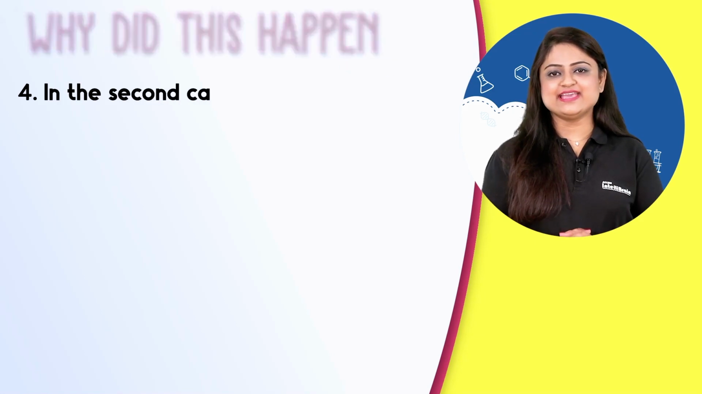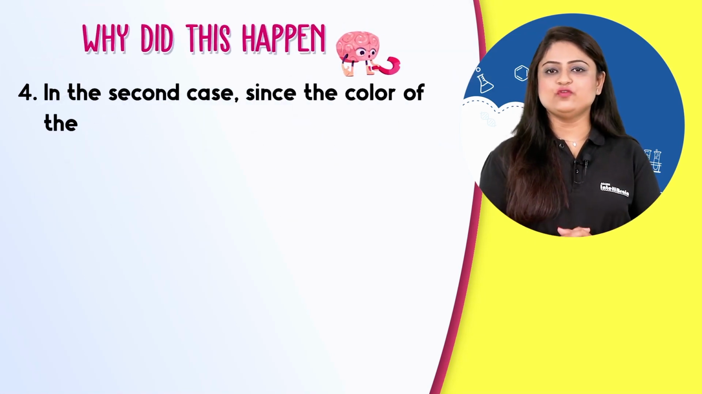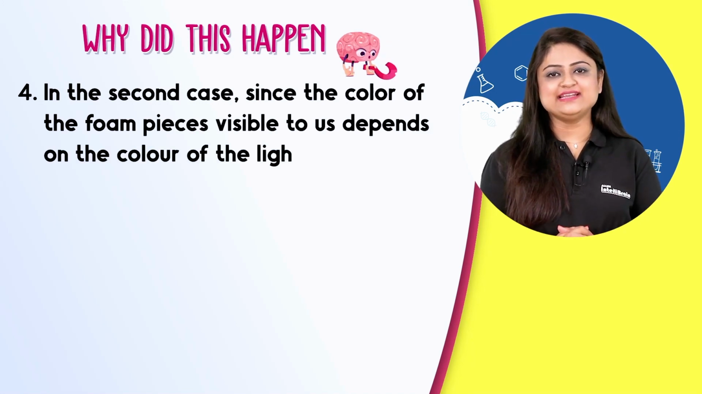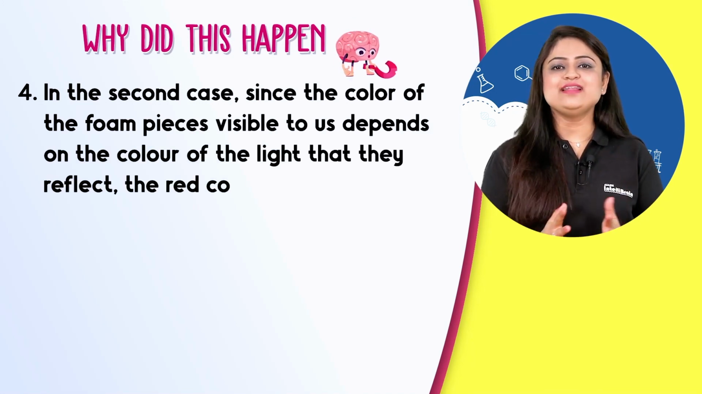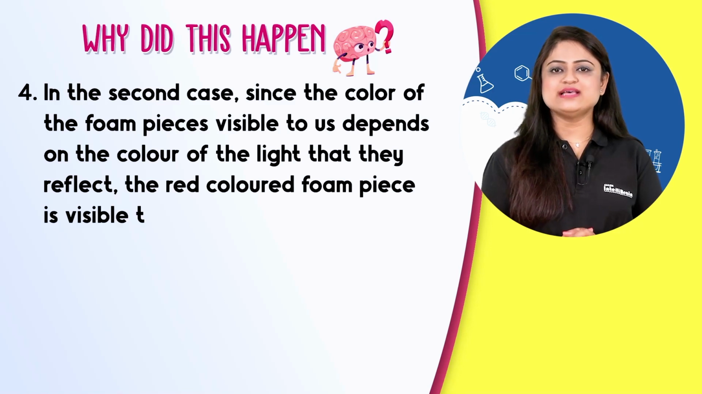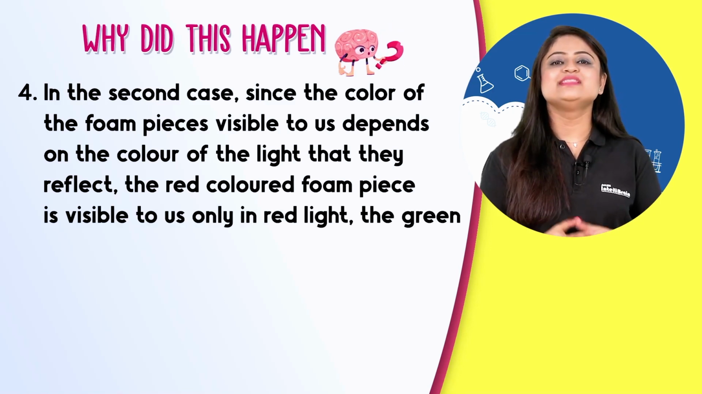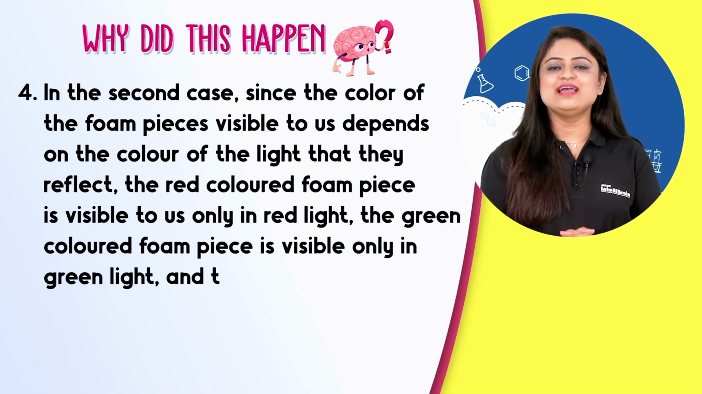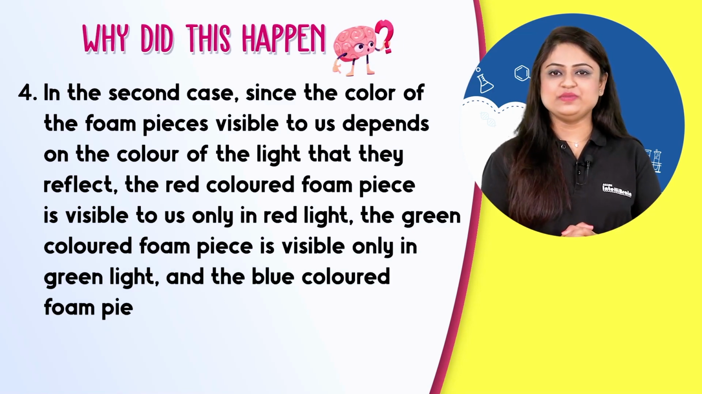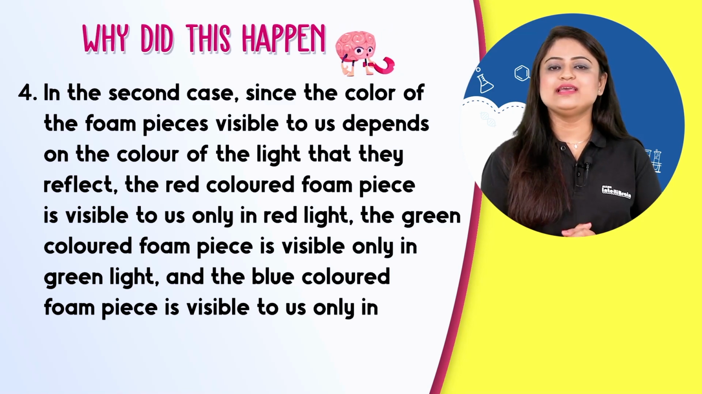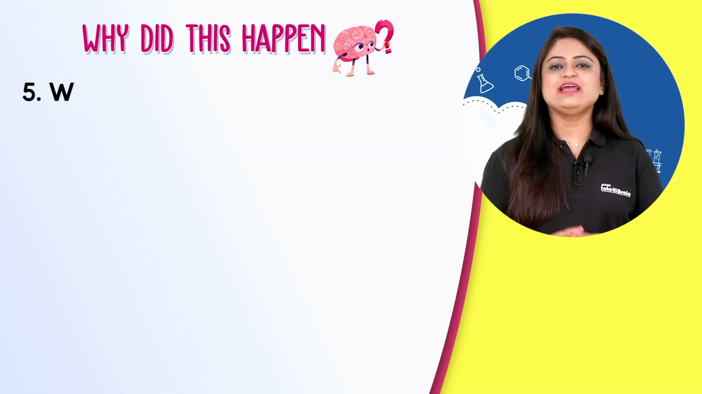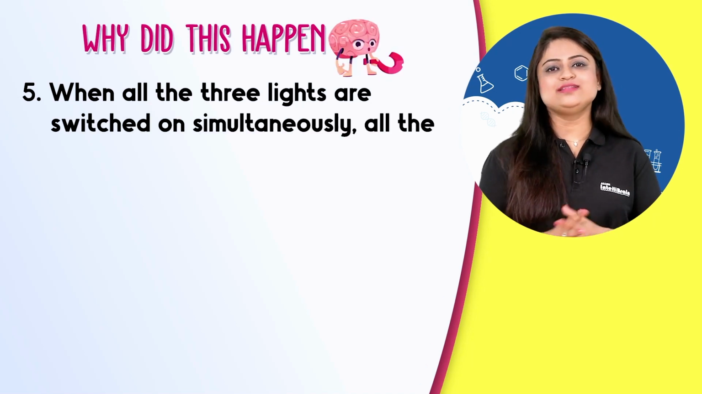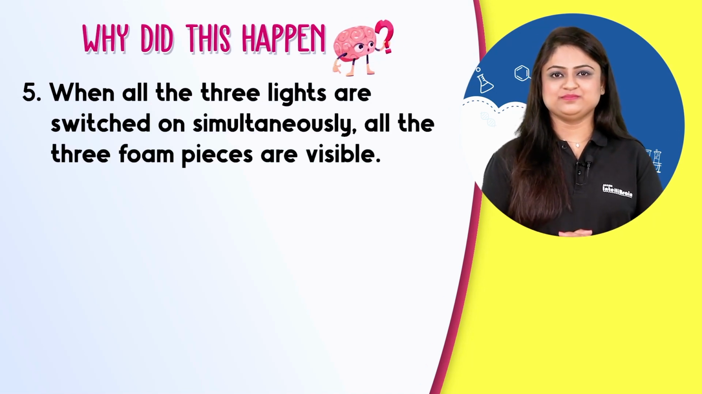In the second case, since the color of the foam pieces visible to us depends on the color of the light that they reflect, the red colored foam piece is visible to us only in red light, the green colored foam piece is visible to us only in green light, and the blue colored foam piece is visible to us only in blue light. When all the three lights are switched on simultaneously, all the three foam pieces are visible.